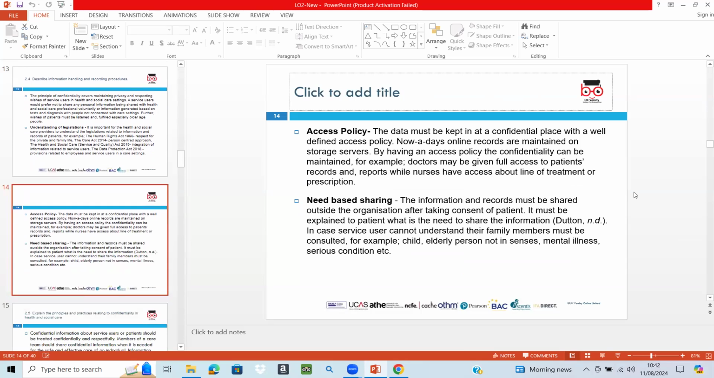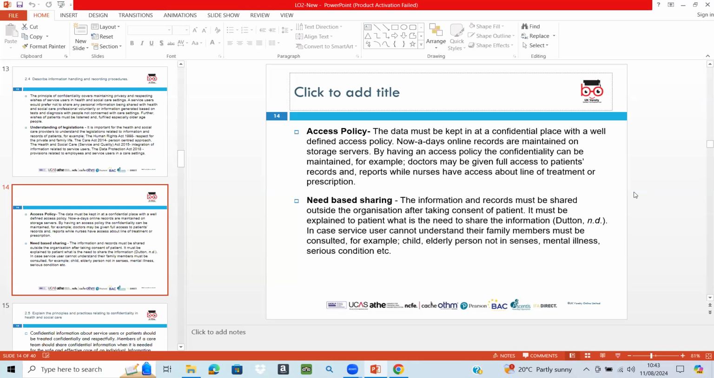Then we have the access policy. An access policy outlines who can view a service user record and under what circumstances. As an example, doctors may have full access to a service user history, while administrative staff might only have access to scheduling information. This policy ensures that the service user data is protected and only used appropriately.